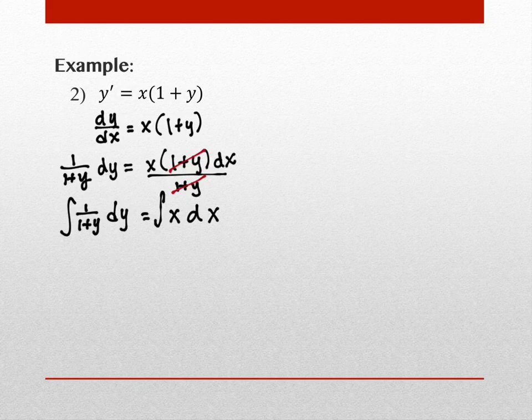It's going to have a natural log of what? Of the absolute value of 1 plus y. Right? Yeah, that's what's going to be on the left. Okay? Keep moving. What about the antiderivative of x dx? x squared over 2. And then we have plus c, right?